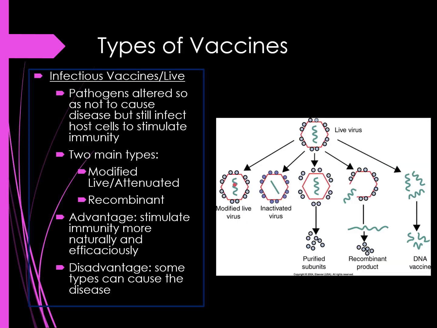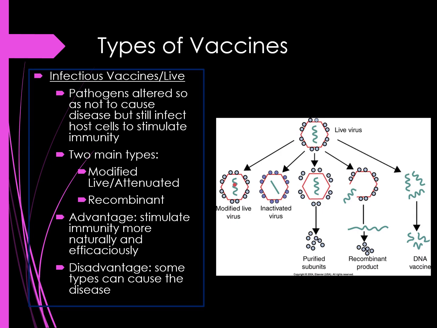Our other main type of vaccines are the infectious or live vaccines. Live vaccines use a weakened or attenuated form of the germ that causes the disease. So the pathogen is altered so as not to cause disease, but still infects the host cells to stimulate immunity in a natural way. They're usually either modified live, attenuated, or recombinant types. Recombinant can either be live or inactivated. The advantage of these is that they stimulate the immune system more naturally, like an actual infection, but some of them may actually cause the disease.